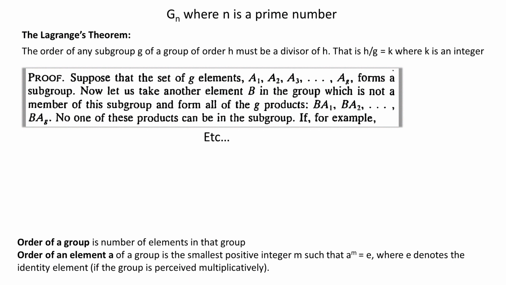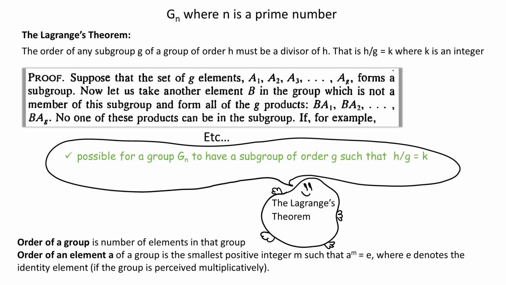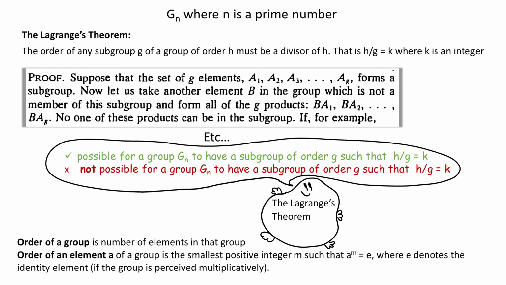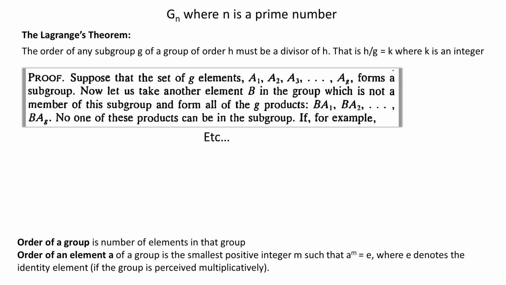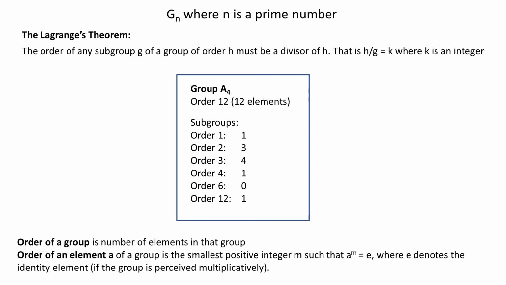Whether you watch the video or not, I just want to stress that Lagrange's theorem says that it is possible for a group Gn to have a subgroup of order that divides n, and that it is not possible to have a subgroup of order that does not divide n. However, Lagrange's theorem does not say that Gn has to have a subgroup of every order that divides n. An example is the group A4, which has 12 elements but no subgroup of order 6.